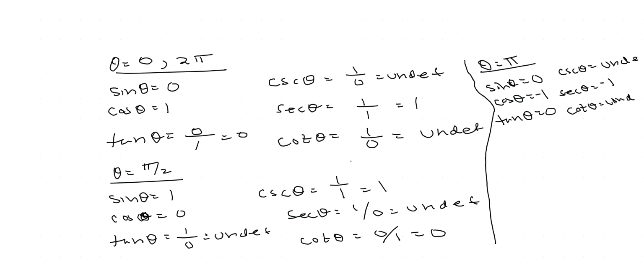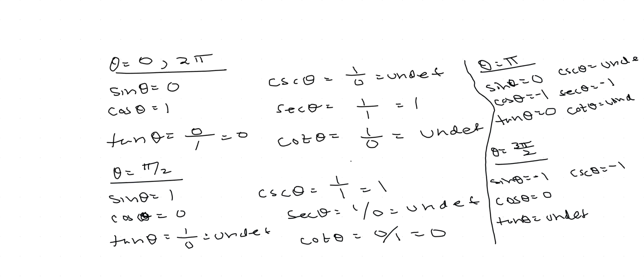Theta equals 3 pi over 2. We'll get the same kind of scenario again, except sine is -1. Cosine is 0, so tan is going to be undefined. And likewise, cosecant is -1, secant is undefined, and cotan is just going to be cosine over sine, so it will be 0.